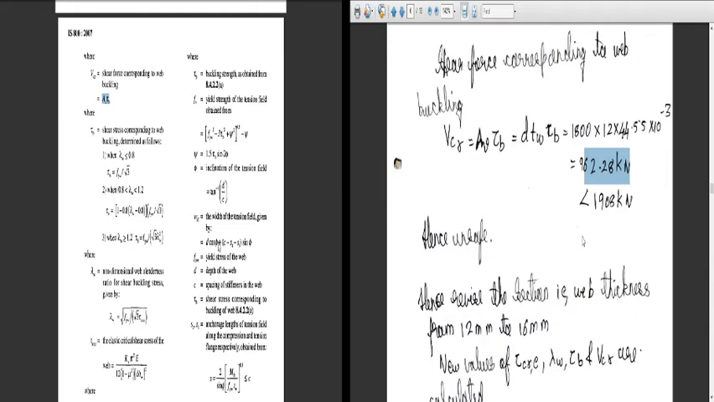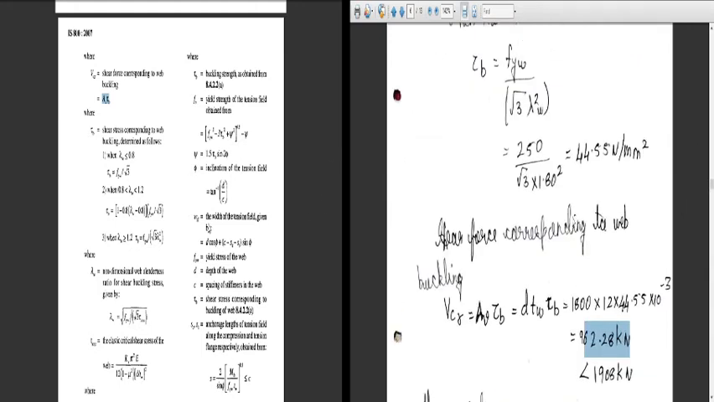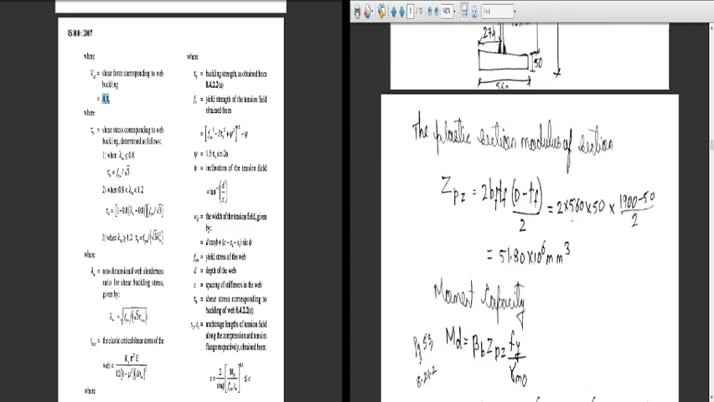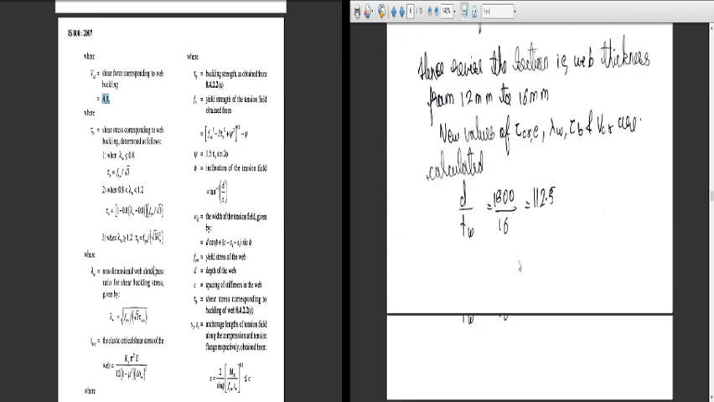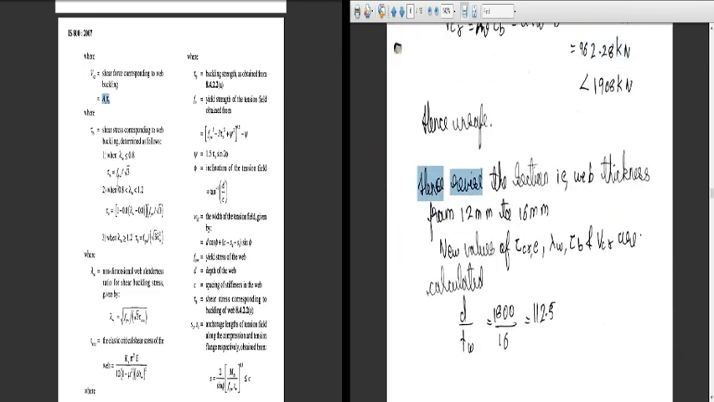So if we increase the web depth, I will take you to the diagram. If you increase the web depth, what will happen? It will cause more buckling, so I have to increase the thickness. So remember always, don't increase the depth first, go with the width first. The width will be the thickness of the web. So here we have clear vision, hence revise the section, that is web thickness, from 12 mm to 16 mm.